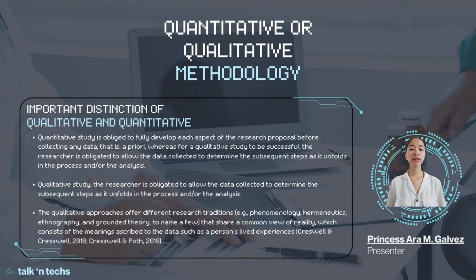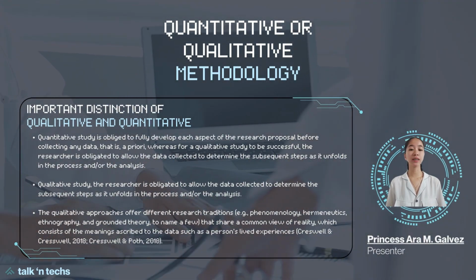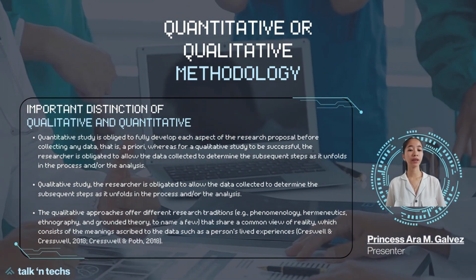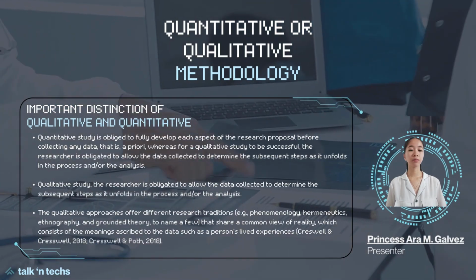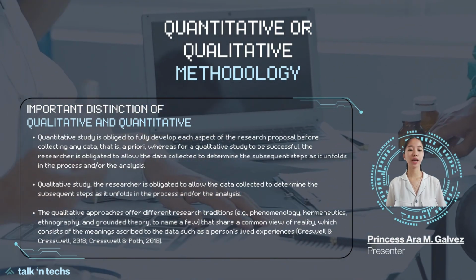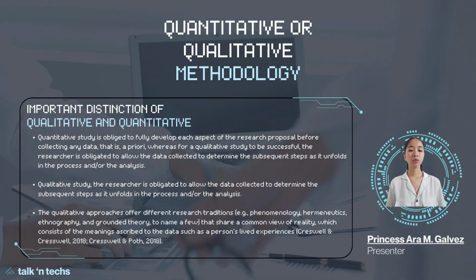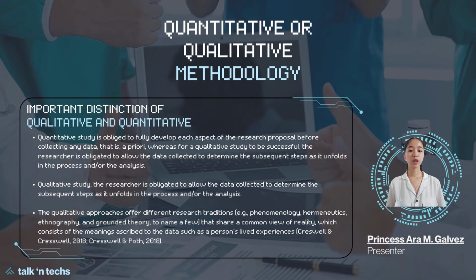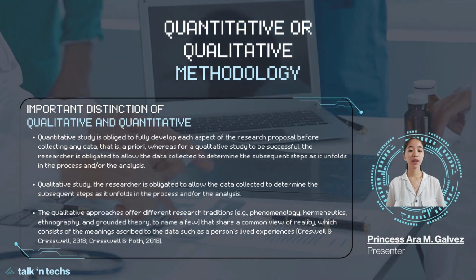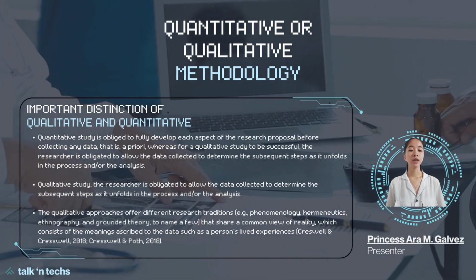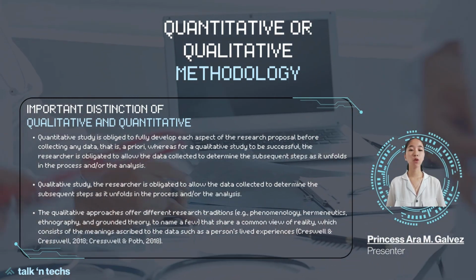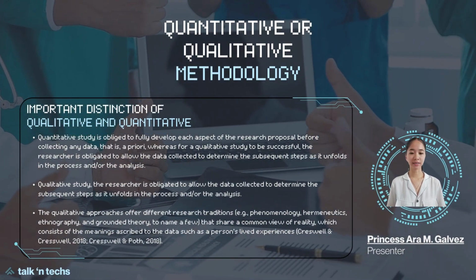The important distinction to be made between the quantitative and qualitative approaches is that for a quantitative study to be successful, the researcher is obliged to fully develop each aspect of the research proposal before collecting any data. That is a priority. Whereas for a qualitative study to be successful, the researcher is obligated to allow the data collected to determine the subsequent steps as they unfold in the process of analysis.